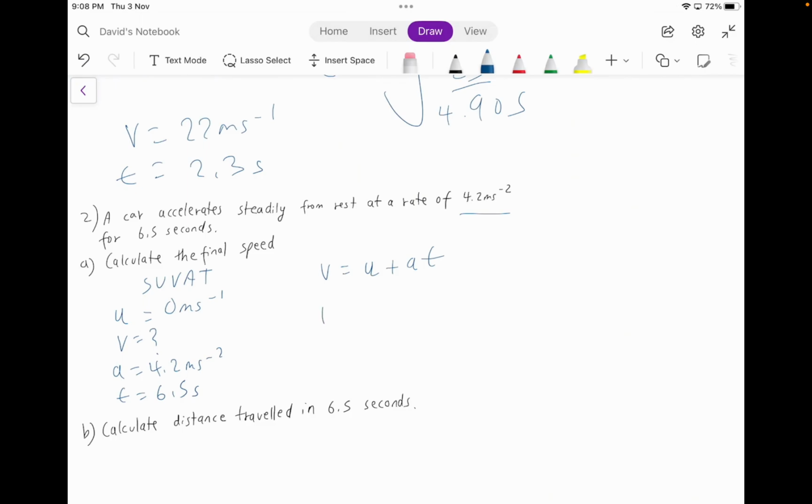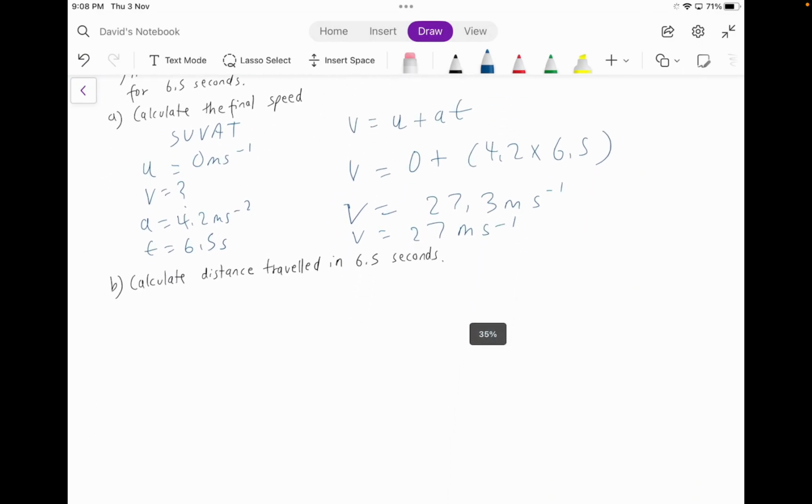All we need to do is calculate the final velocity, where u is the initial velocity of 0, plus 4.2 times 6.5. The final velocity is going to be 4.2 times 6.5, roughly 27.3 meters per second. We're just going to round this off to two significant figures, so this is going to be 27 meters per second.